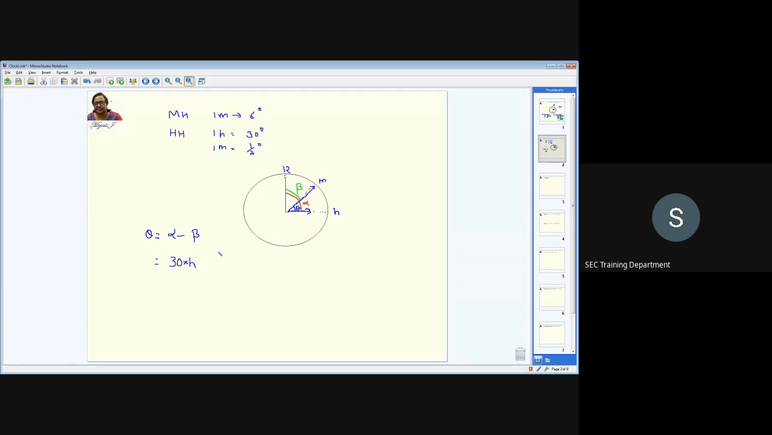Why are we taking this? Suppose I consider that the hour hand is at 3, as it is, the location is almost like 3. If it is 3, it has moved for 3 hours from the reference. So the angle covered for the 3 hours will be 3 into 30, which is 90. Instead of 3, I'm putting h because I don't know what the timing is.